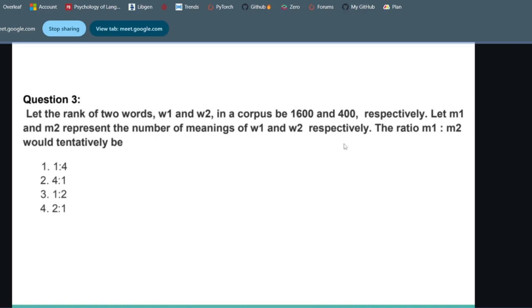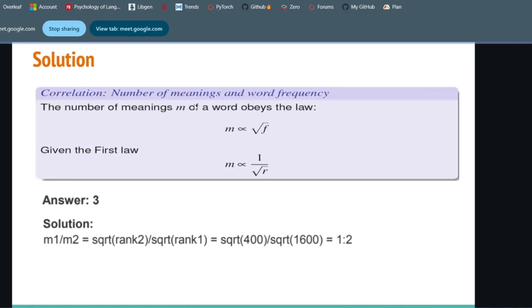So what would be the ratio of the number of meanings that these words can have? How do we go about the problem? This also has a formula or a principle governing it. Here the number of meanings of a word is directly proportional to the square root of its frequency. So the more frequent a word is, the more meanings it would have. The rarer a word is, the more likely it has a unique meaning. The more common or frequent the word, the more meanings.